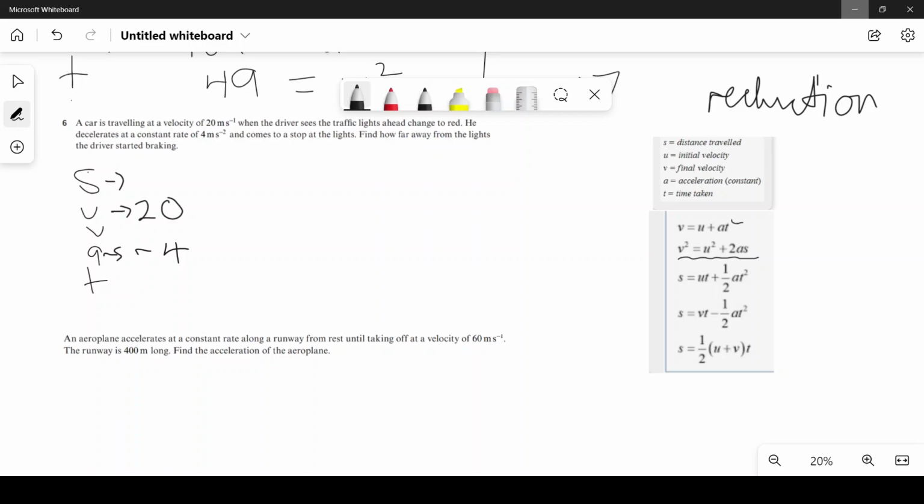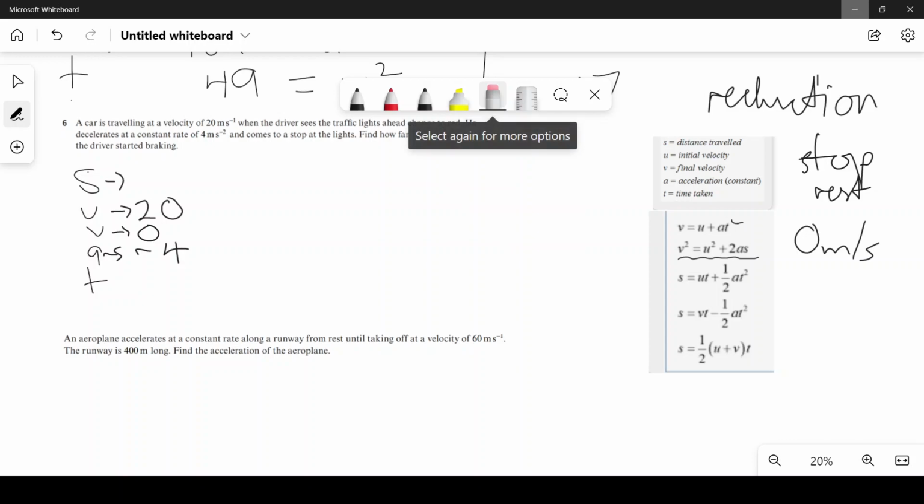What else do we have? Now this is important. He comes to stop at the traffic lights. What does that tell us? Whenever he's coming to stop or coming to rest, that just means that the velocity there is 0 meters per second. So at the end, after the braking, his final velocity is 0. That's what we need. They're asking us, find how far away from the lights the driver started braking.